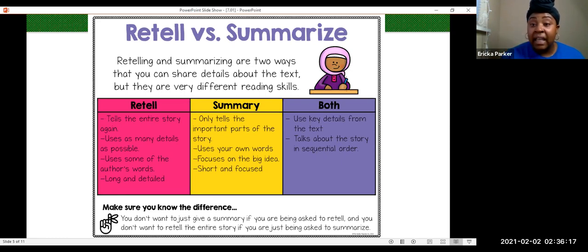Though that is retelling events, like you're telling what happened first, what happened second, what happened third, what happened next, and then what happened at the end. That is retelling a story. So retell tells the entire story again. You use as many details as possible and use some of the author's words. Okay. Sometimes it's a little long and also detailed. When you retell a story, you're giving as many details as you can.